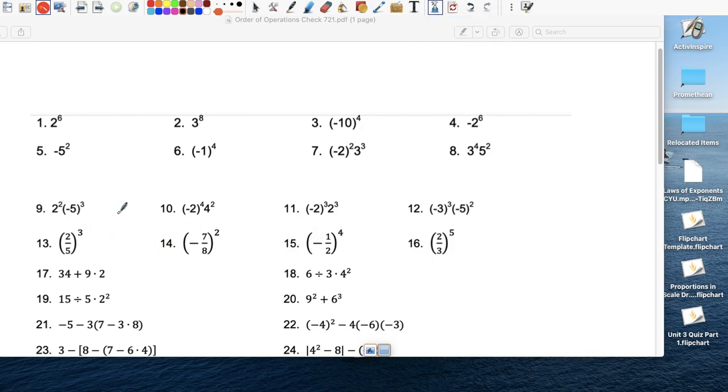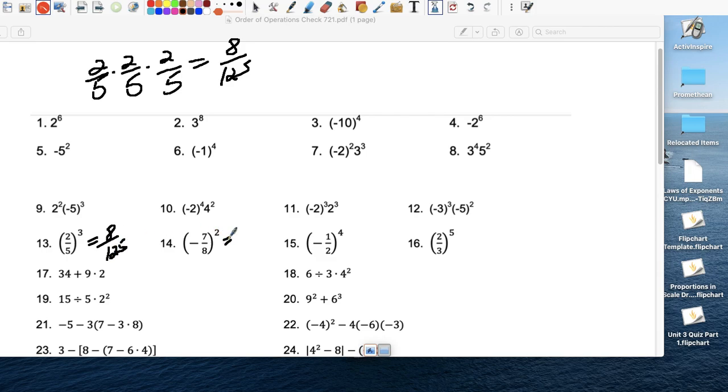2/5 times 2/5 times 2/5. So again, remember what that looks like: numerator times numerator times numerator. So that's 8. And here 25 times 5, 128 over 125. This one is negative 7 over 8 times negative 7 over 8. So it's a negative times a negative, right? So we know our product is going to be positive. And then 7 times 7 is 49 over 64.